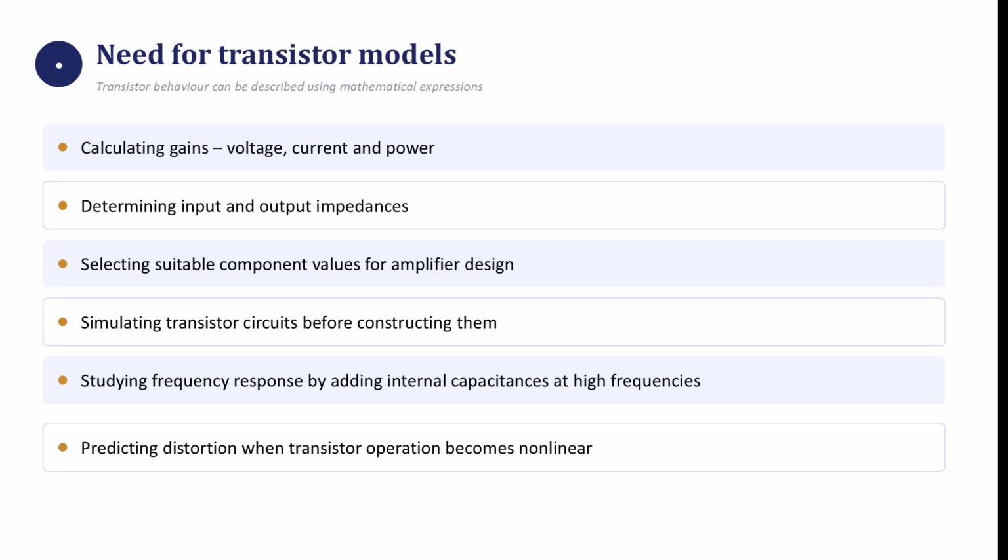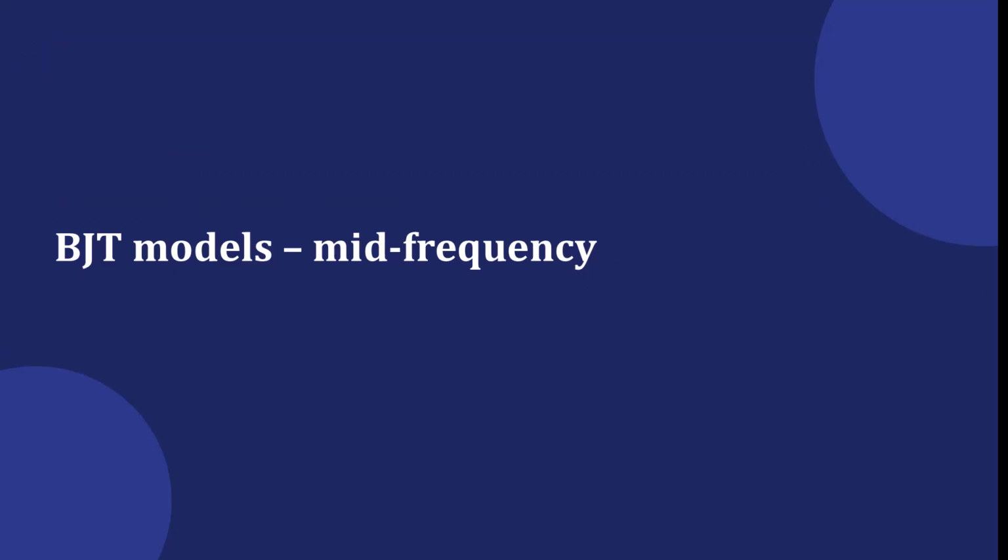It allows us to simulate transistor circuits before we build them. It lets us study frequency response by adding internal capacitances at high frequencies, and it helps us predict distortion when the transistor's operation becomes nonlinear. With that motivation in mind, let's look at the BJT models used specifically for mid-frequency analysis.